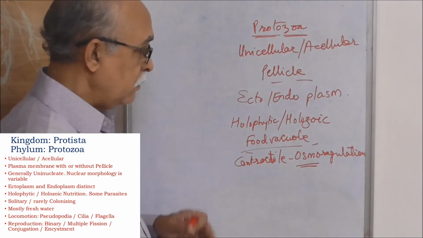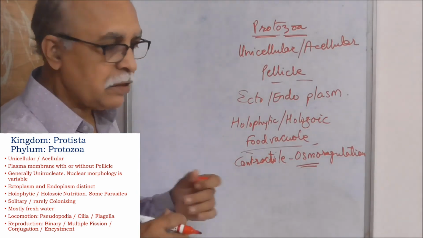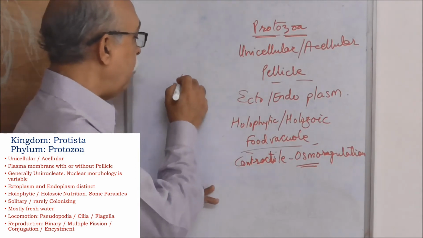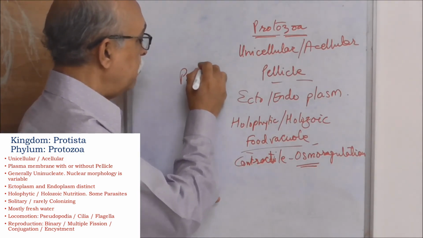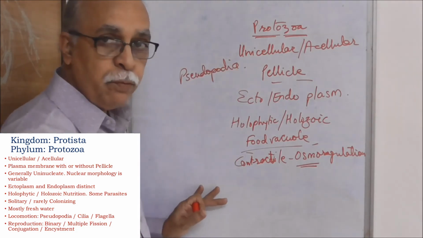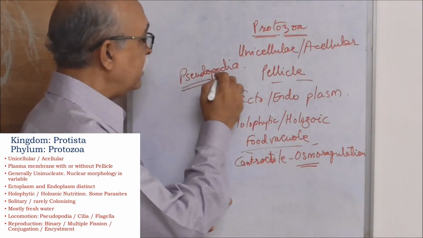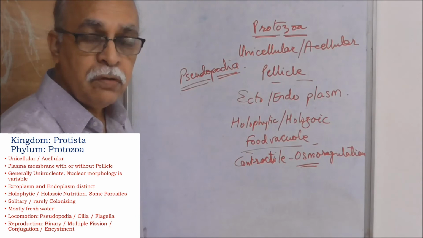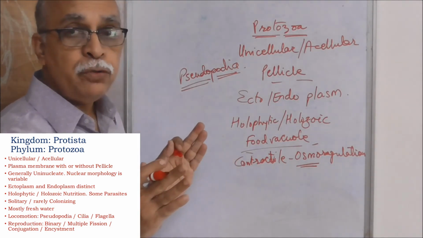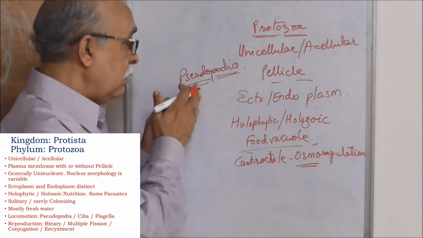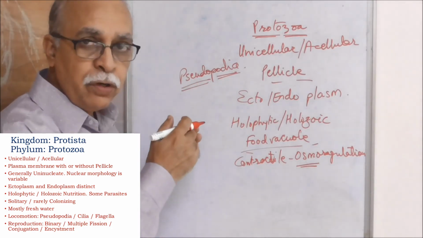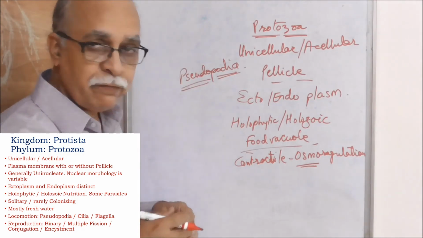Locomotion. See, it's a single cell, but still is capable of undergoing locomotion, which may be with the help of pseudopodia. Pseudo means false and podos means appendage. False appendages, false extensions comparable to appendages would be there that would help it in locomotion or at times even nutrition. We would talk about that in due course of time.